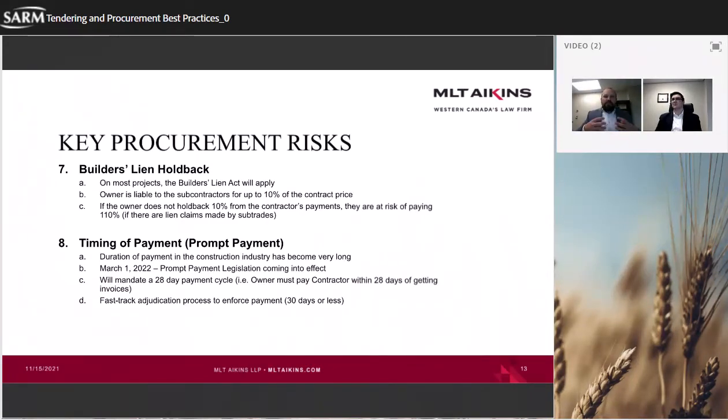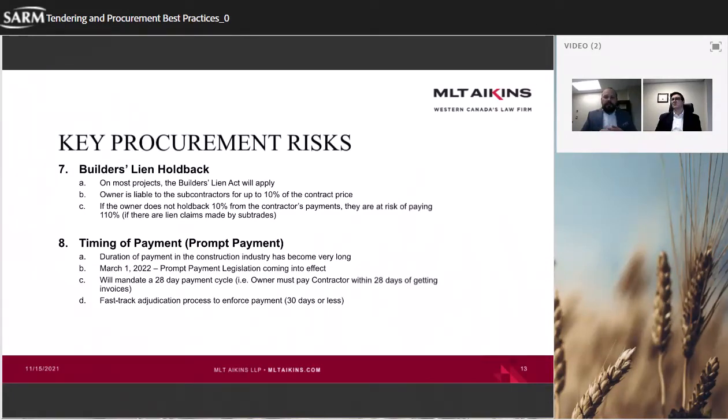So we want to ensure that there's clarity and alignment between owners' holdback obligations and the contractor and all subcontractor payment expectations. Last, and incredibly important, especially in this climate, is the timing and manner of compensation.